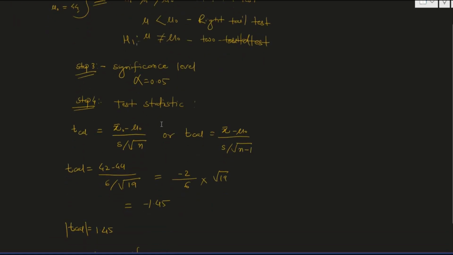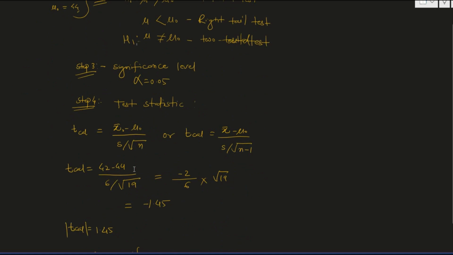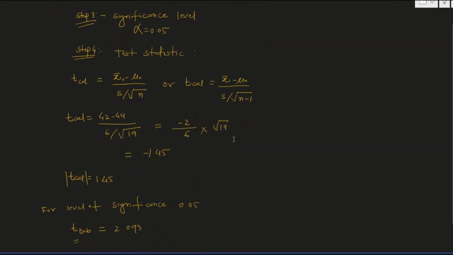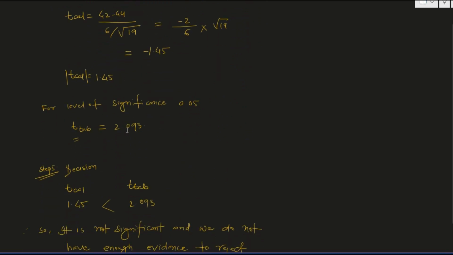In step 4 we have to find the test statistic. For the t calculated, we have two different formulas available, so we identify the right one from the question itself. When the standard deviation is given in the question, as 6 in our case, we follow n minus 1. The degree of freedom will be 19, and the t calculated value is 1.45. For the level of significance 0.05, the t tabulated value is 2.093.